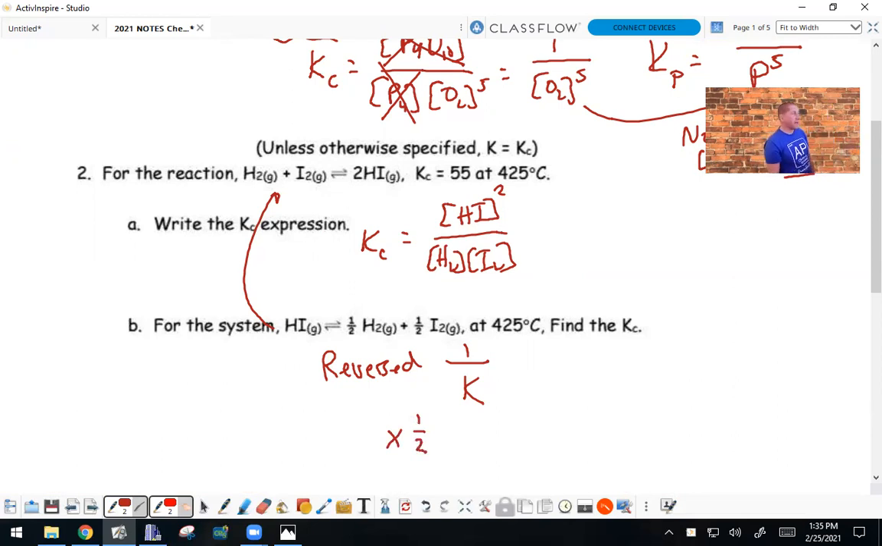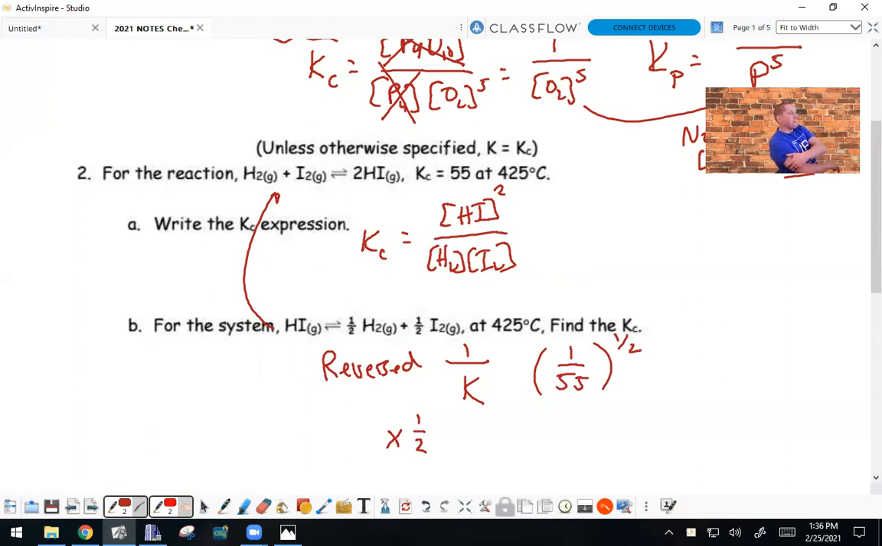And the reason I like to multiply it by, you know, what you multiply it by becomes a coefficient, not what you divide by. And so it's 1 over 55. And it is 1 over 55 to the 1/2 power. So we're going to reverse it. So we inverse it, and we're going to multiply it by 1/2.